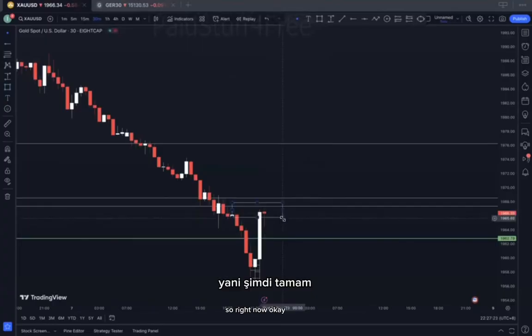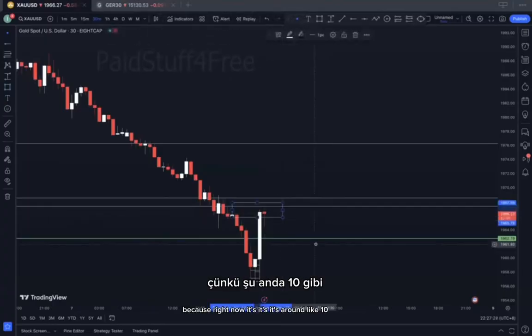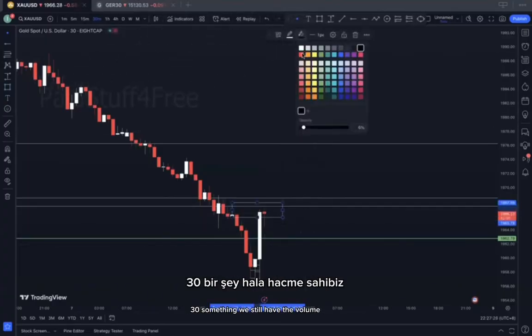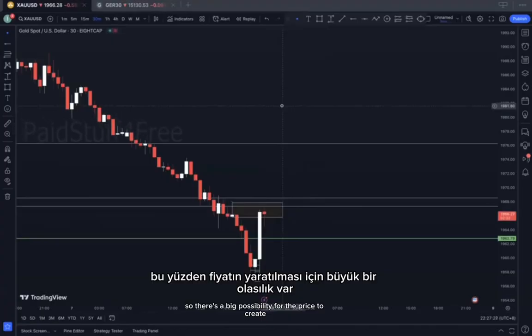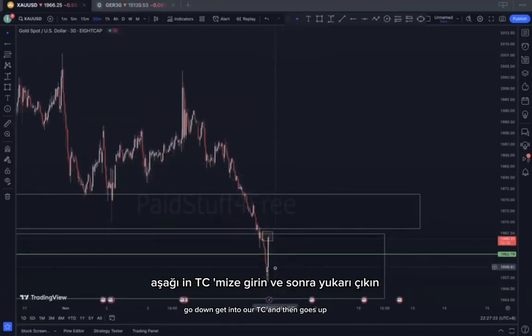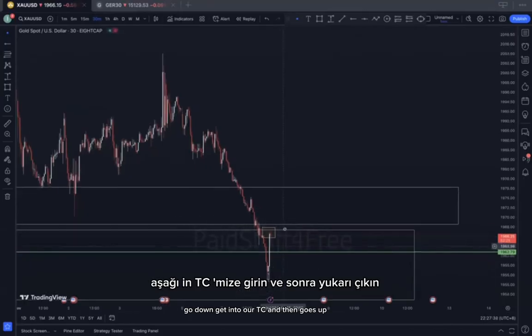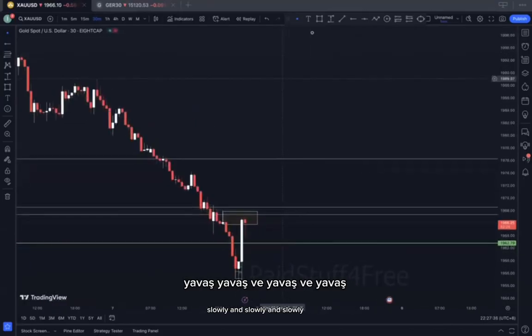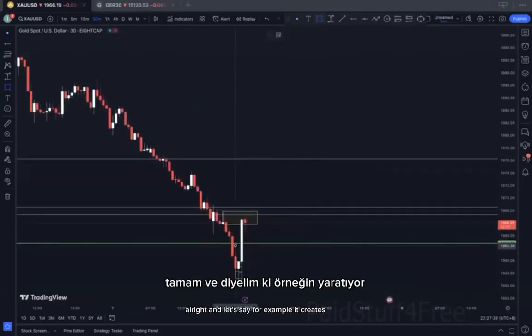So right now, because it's around 10:30 something, we still have the volume. So there's a big possibility for the price to create like this. From this, go down, get into a TC, and then go up slowly and slowly and slowly. Do you get it? Right.